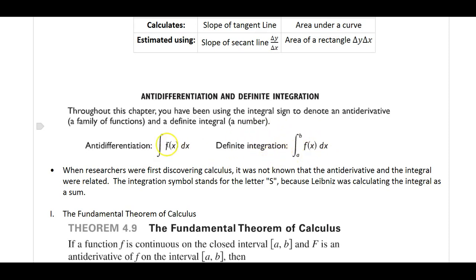Okay, and so the reason we use this S right here for integration is because Leibniz was calculating the integral as a sum. That's actually where the notation came from. So there was a big debate over who discovered it first, and now typically we credit both of the mathematicians, but the notation that we use is kind of a blend of the two. So this curvy S right here, Leibniz won that one.